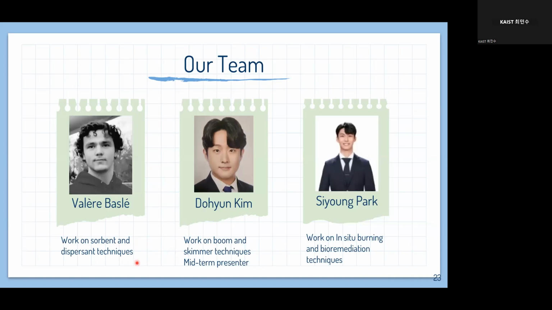This is our job allocation for the midterm presentation. Farrell worked on sorbents and dispersant techniques. I worked on boom and skimmer techniques. Since I am the midterm presenter, I have completed the slides and prepared the presentation. Park worked on in situ burning and bioremediation techniques. All of our team had a discussion to evaluate the score of each technology.